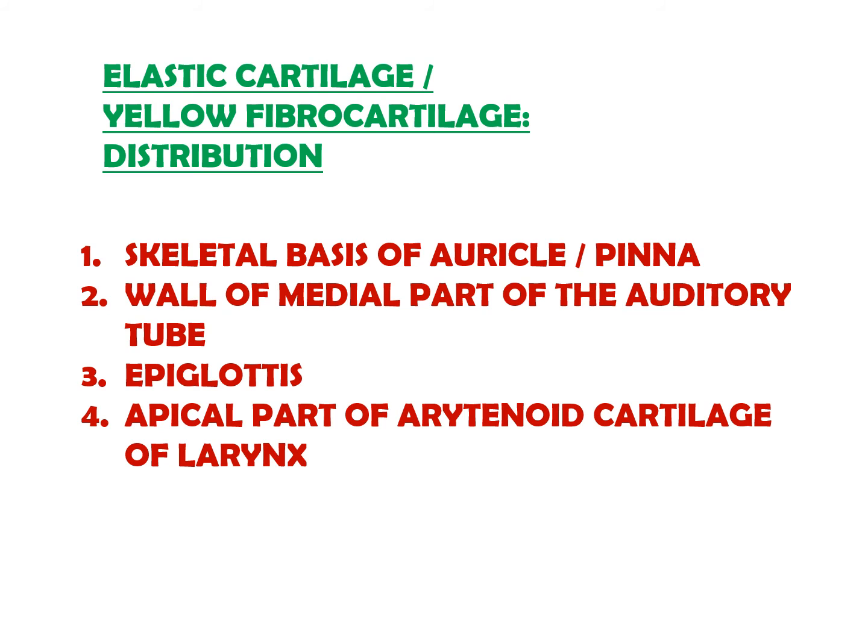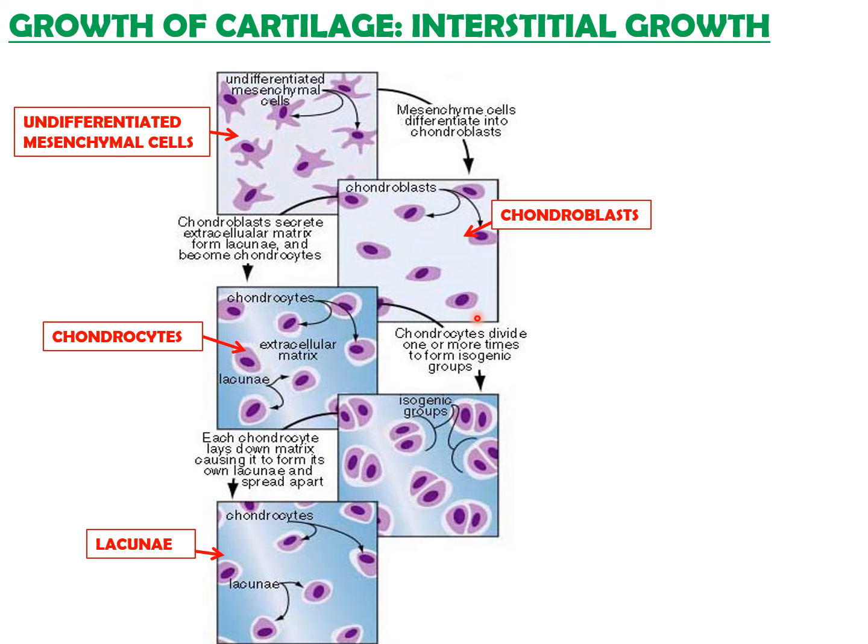So these are examples: mainly the pinna or auricle, the lateral part of the external acoustic meatus, the medial part of the auditory tube, the epiglottis, and the two small laryngeal cartilages. The apex of the arytenoid cartilage contains elastic fibers, but the major portion is hyaline cartilage. The main function of elastic cartilage is to provide elasticity or flexibility to the structures. So these are the classifications of cartilage.